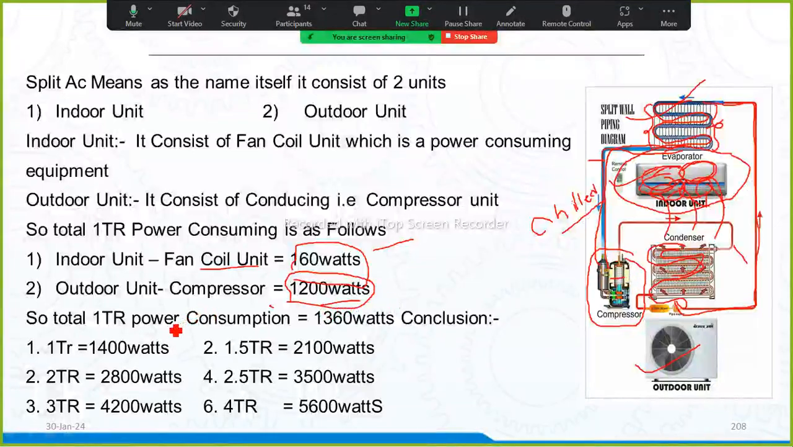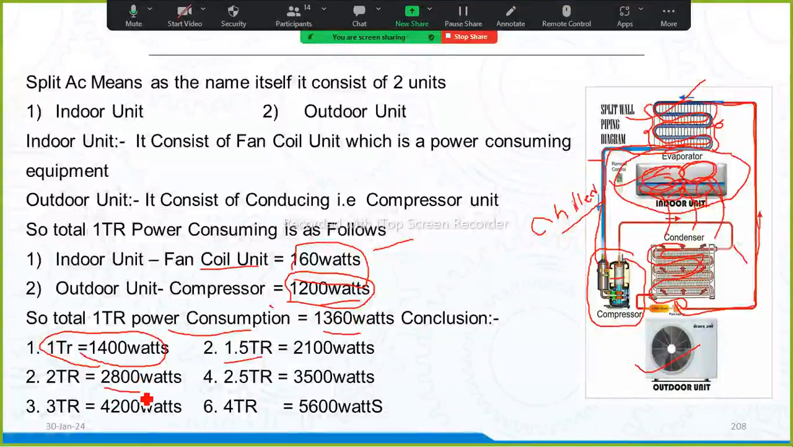So altogether the power consumption of a 1 ton split AC is how much? 1200 plus 160, that is 1360 watts. So approximately 1400 watts. 1.5 ton is half more, that is 14 plus 7, that is 2100.